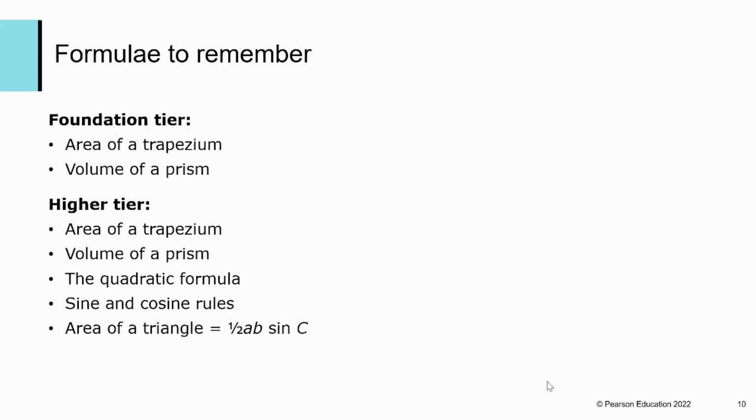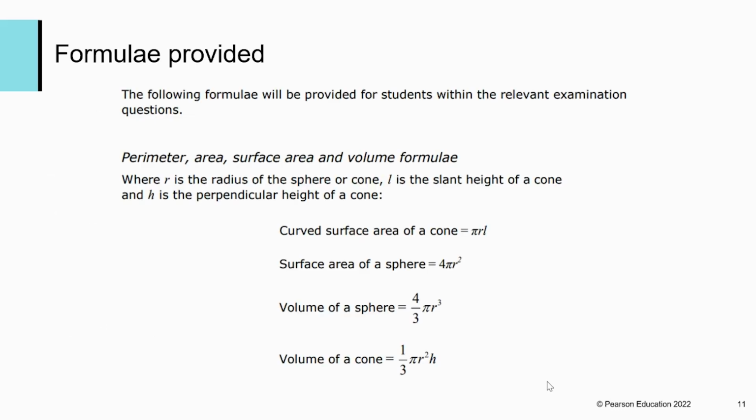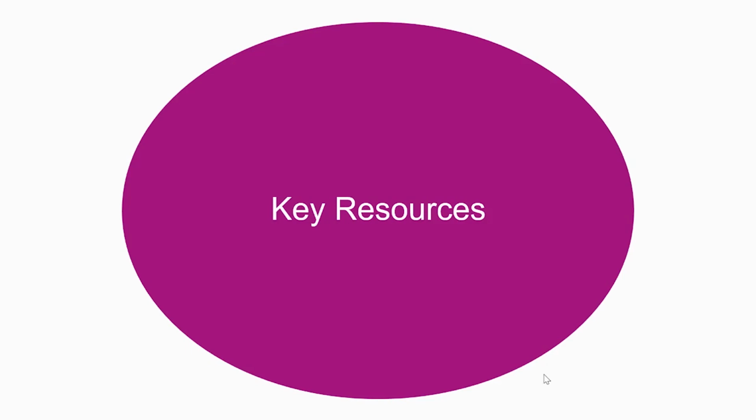The formulae to remember for both the foundation tier and higher tier are the area of a trapezium and the volume of a prism, but higher tier candidates are required to remember the quadratic formula, the rules for the sine and cosine, and the area of a triangle. The following formulae will be provided within the relevant questions. These include the surface area of a cone and surface area of a sphere, as well as the volume of a cone and the volume of a sphere.